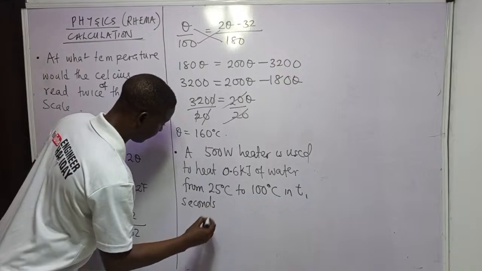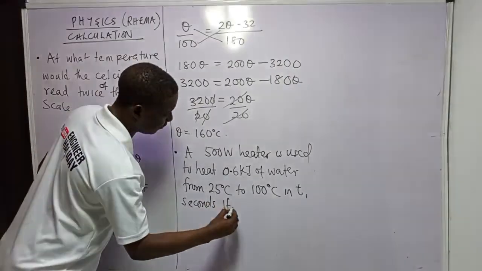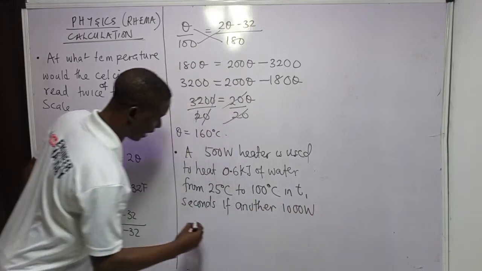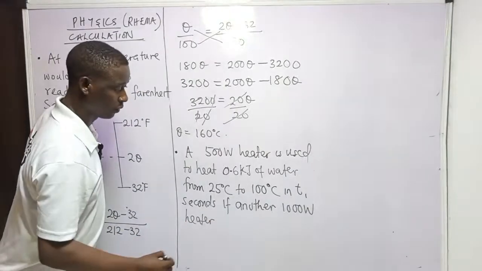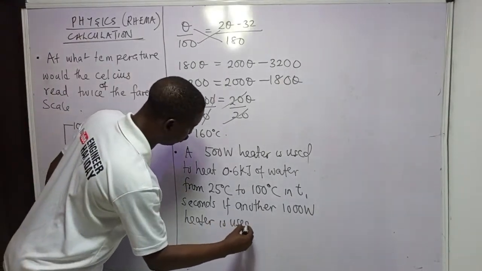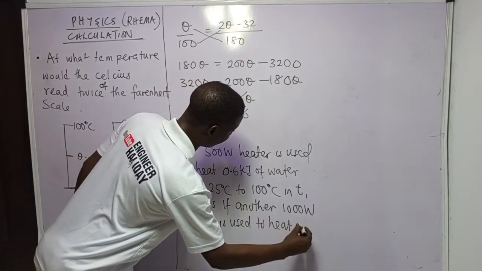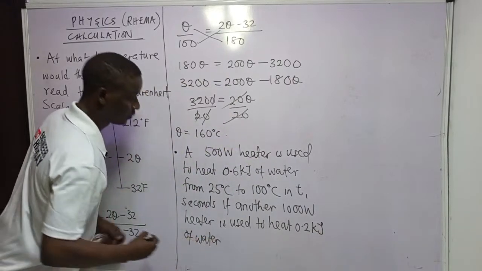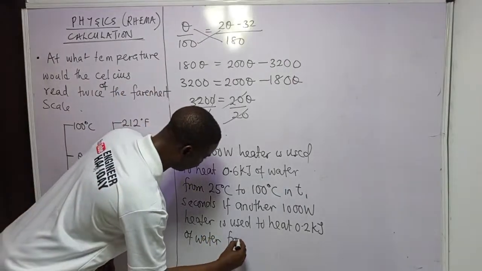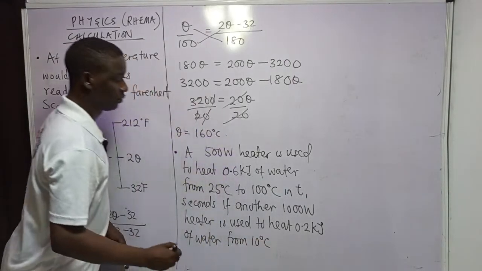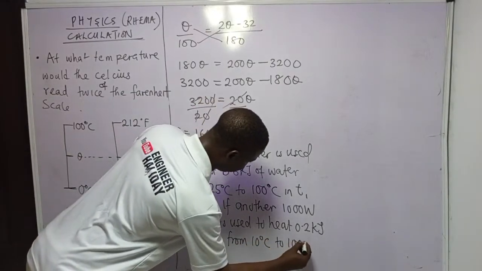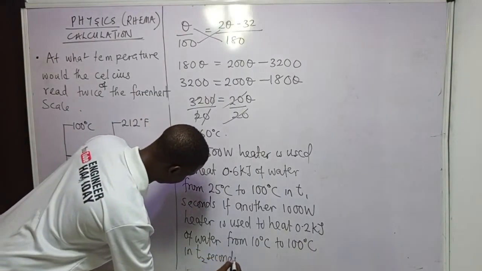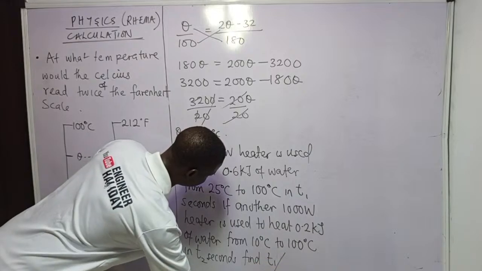Okay. If another 1,000 watt heater is used to heat 0.2 kg of water from 10 degrees Celsius to 100 degrees Celsius in T2 seconds, find T1 divided by T2.